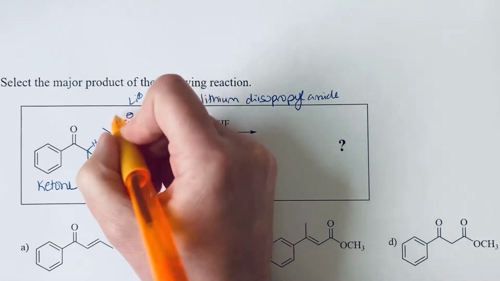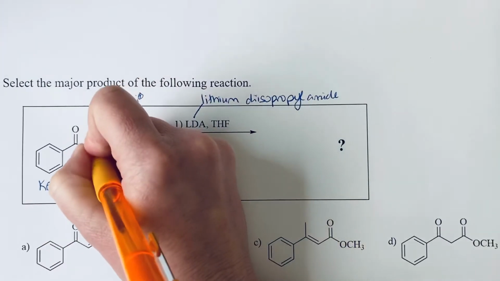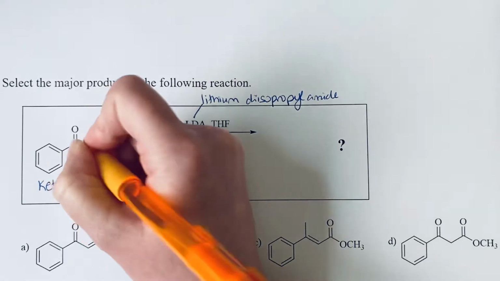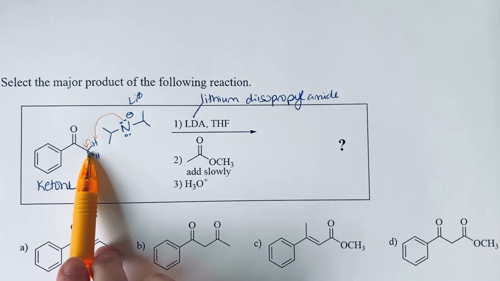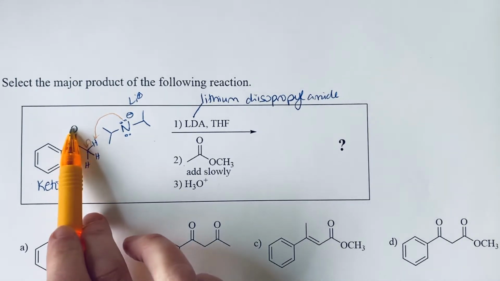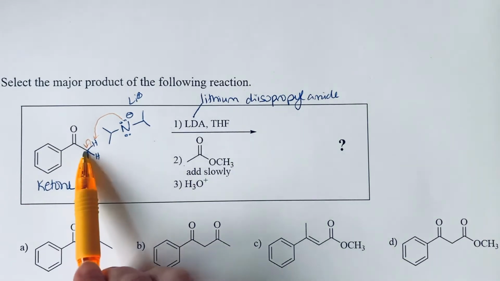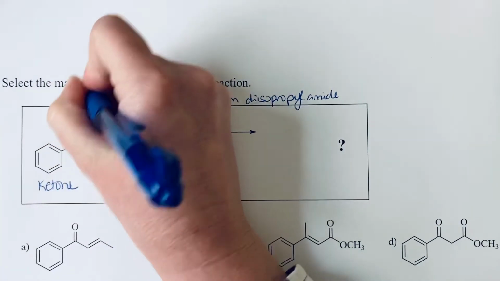So I want to see how this is going to form the enolate. So it's going to grab any one of these alpha protons, and we can put the electrons here on this carbon. And you can draw the resonance structure as well that would delocalize that electron pair onto the oxygen. I'm going to keep them on the carbon so we can see where this molecule is nucleophilic.